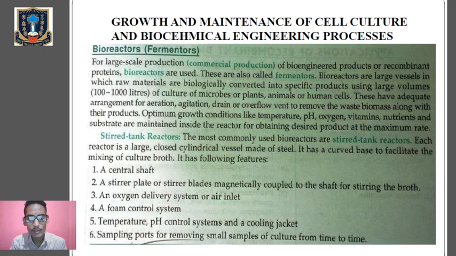Clear? Number 3, we can see the oxygen delivery system, the air inlet, from where the air can enter inside the bioreactor. A foam control system is there. We have got temperature and pH control systems, a cooling jacket, and sampling ports for removing small samples of culture from time to time. These are a few features of the stirred tank bioreactor.